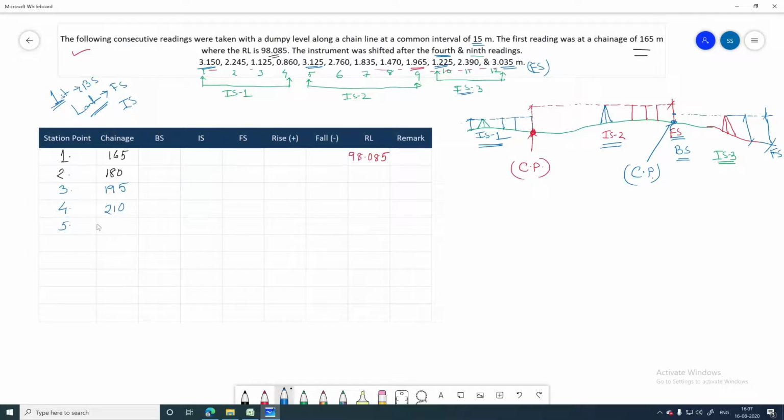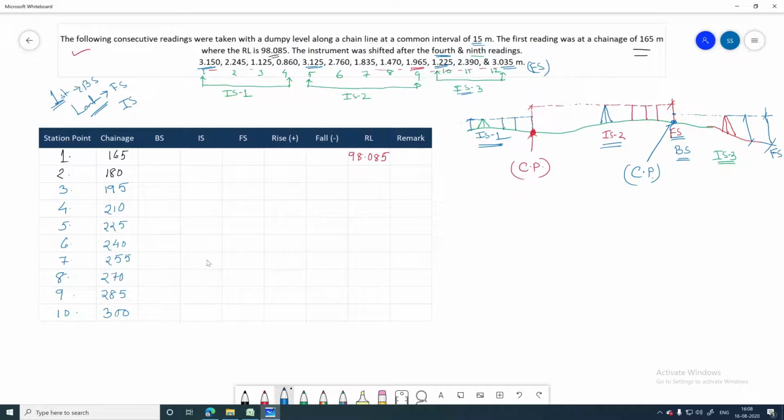At station point 5 it will be 225, 6 it will be 240, 7 it will be 255, and 8 it is 270, and 9 it is 285, and 10 it is 300. Now why am I considering only 10 station points? Look, when you put the backside reading and the foresight reading for the different instrument stations, you will see the last value comes at station point 10. So that is why I have considered 10.